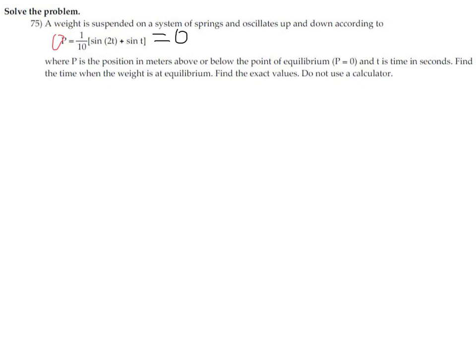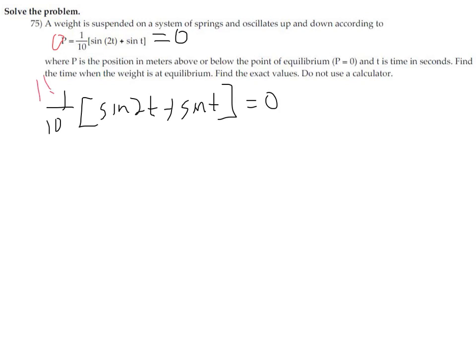Alright. So we have 1/10 times sine 2t plus sine t equals 0. So let's get rid of the 1/10. We have sine 2t plus sine t equals 0. Now we have sines, but sine 2t and sine t are not like terms. So there really are basically different trig functions. Anytime you have two different trig functions, you need to somehow try to get them into one type of trig function, or maybe something that factors. We cannot factor anything out of this.